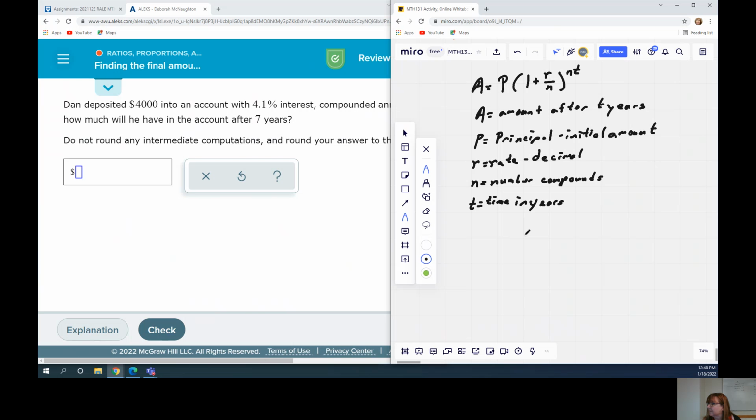Okay, and then as far as your N, when N is 1, that would be annual. So the interest is compounded annually. When N is 2, that's semi-annual. When N is 4, that is called quarterly. And when N is 12, that's called monthly.